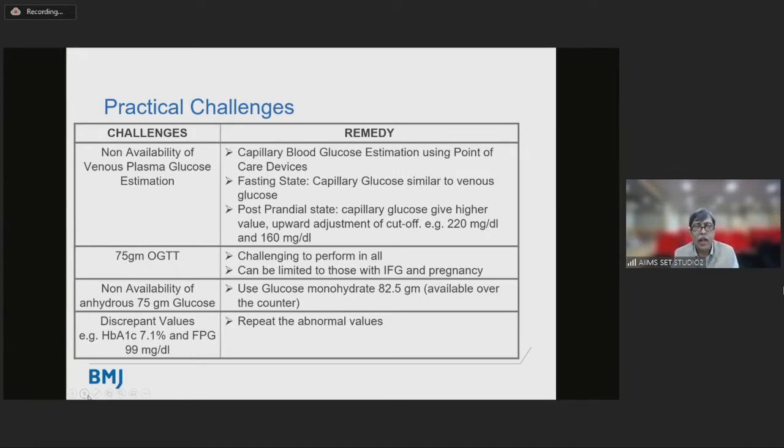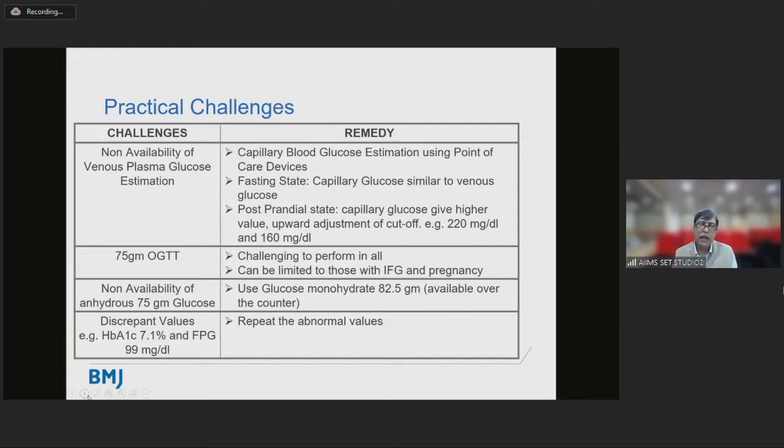The other thing is, remember that the GTT was supposed to be done with anhydrous glucose, which is usually not available. And therefore, what is available over the counter is glucose monohydrate. And instead of 75 grams of glucose there, you should take 82.5 grams, which is the equivalent of 75 grams of anhydrous glucose.